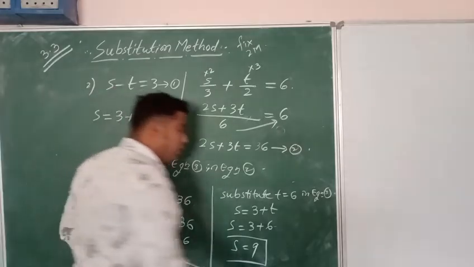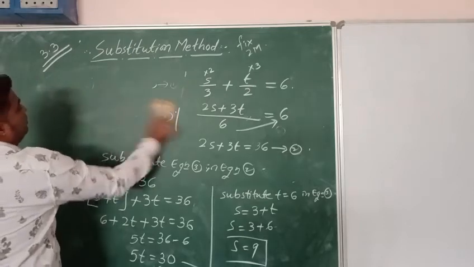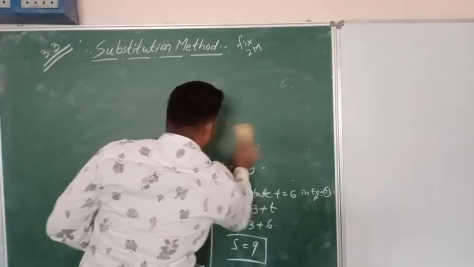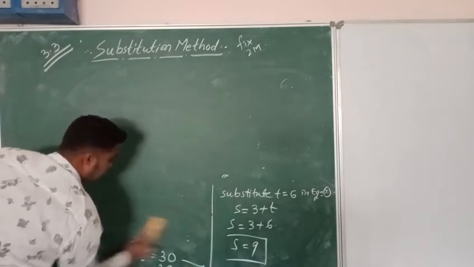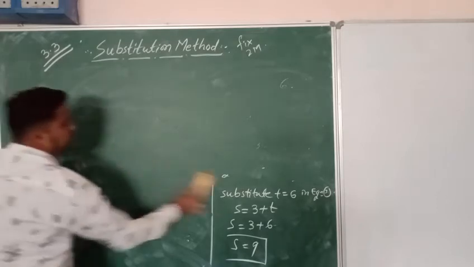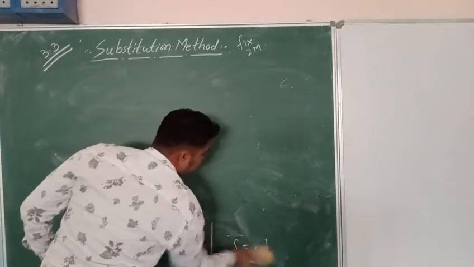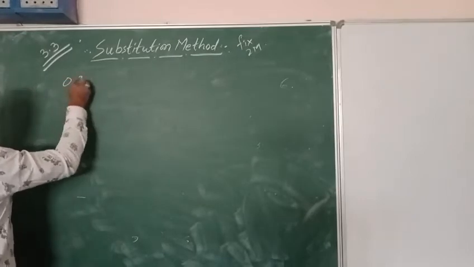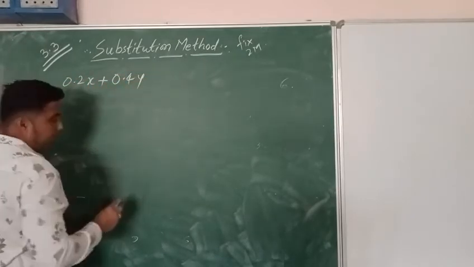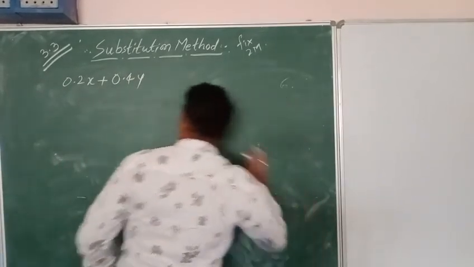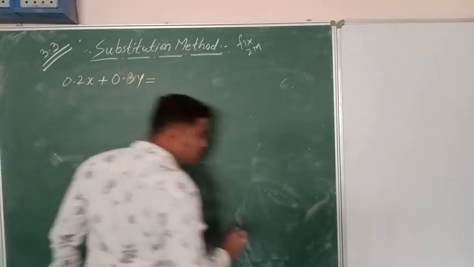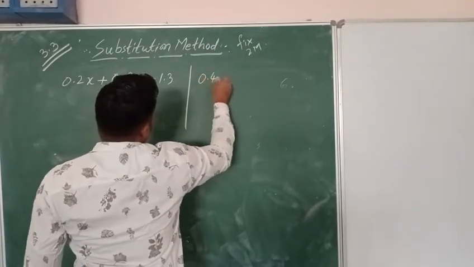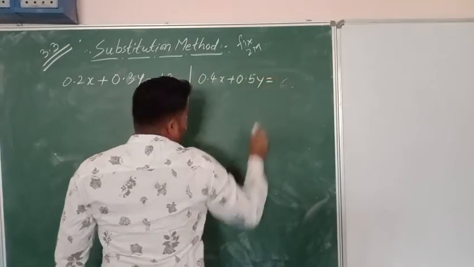One more problem I will teach you, which is on the decimal type. Just see. So what is that question? 0.2x plus 0.4y and 0.3y, which is equal to 1.3, and another equation, 4x plus 0.5y, which is equal to 2.3.